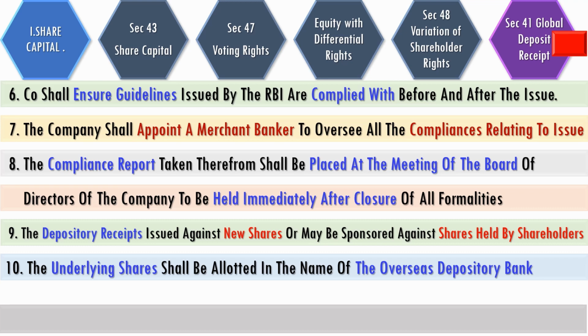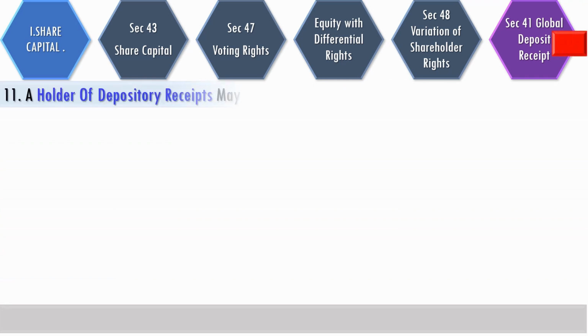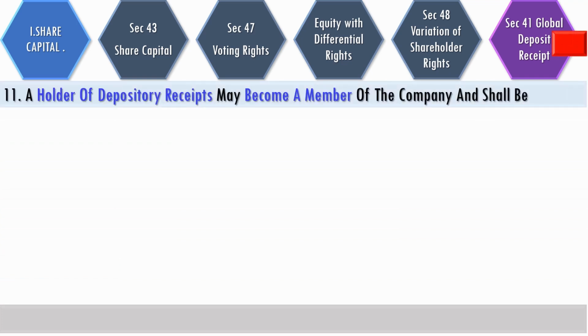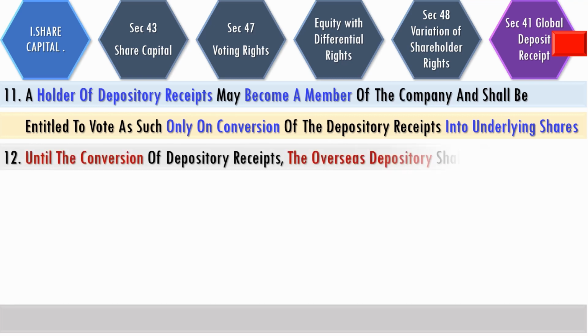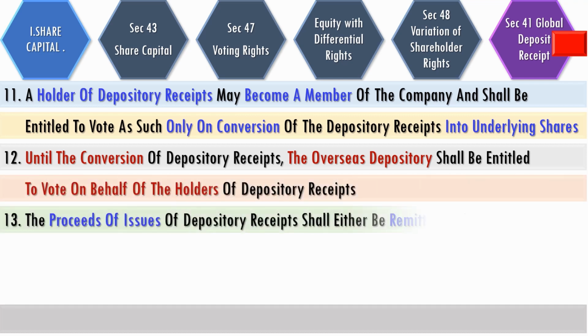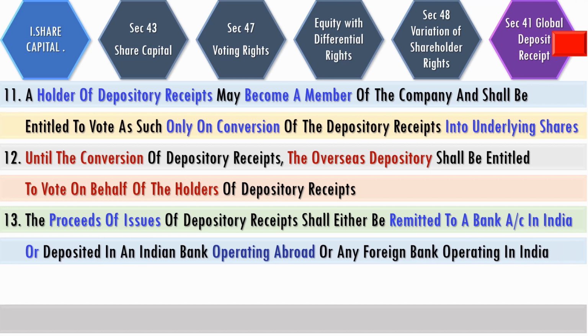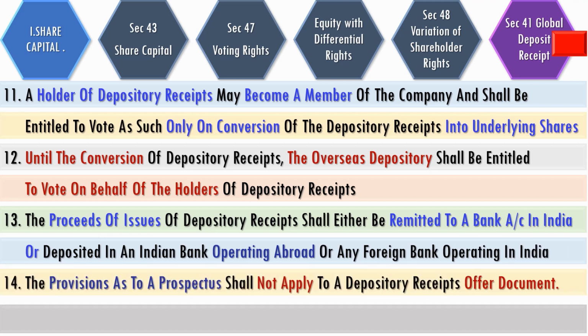The underlying shares shall be allotted in the name of the overseas depository bank. The holder of a GDR can convert it into a share and then become a member of the company. Until such time, voting rights in respect of GDR are exercised by the overseas depository. The proceeds of the issue shall be remitted to a bank account in India, or it can be deposited in an Indian bank operating abroad. The provisions as to prospectus are not applicable in respect of the offer document of GDR.